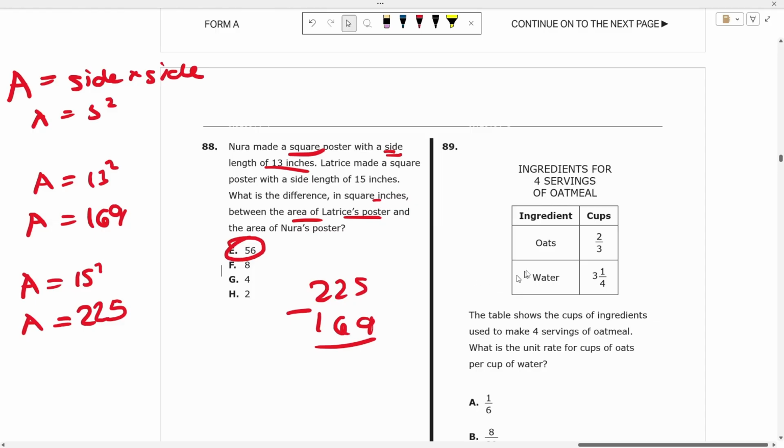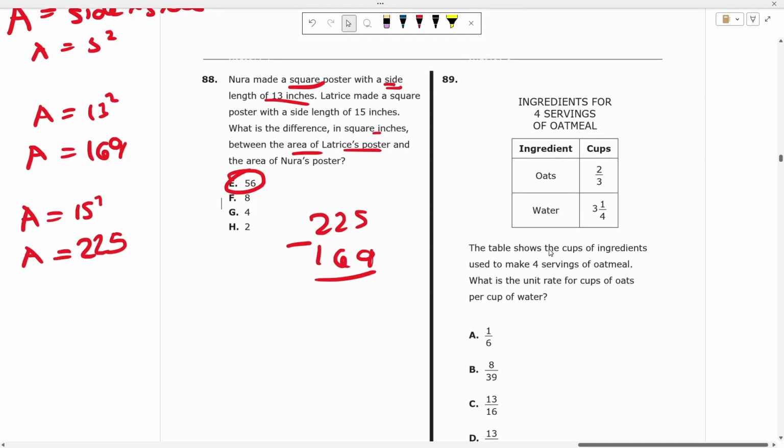Okay. So number 89 says the table shows the cups of ingredients used to make 4 servings of oatmeal. What is the unit rate for the cups of oats per cup of water? Remember that we had a similar problem to this all the way at the beginning of the test. It's asking us for a unit rate, aka how much of something do I need per only one of something else? So what's the unit rate of cups of oats per cups of water?